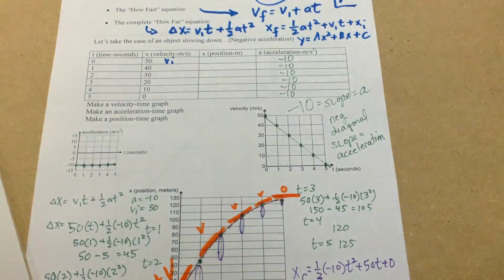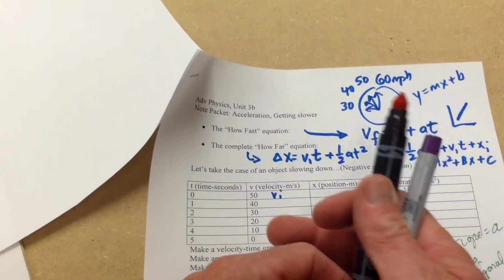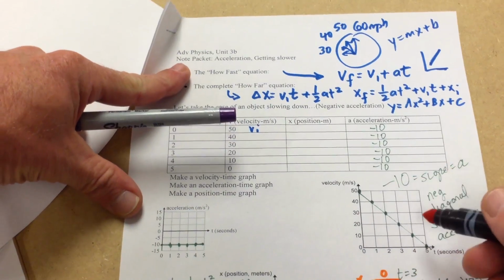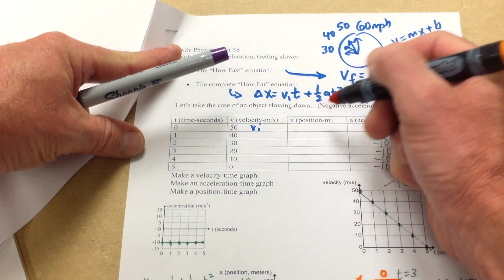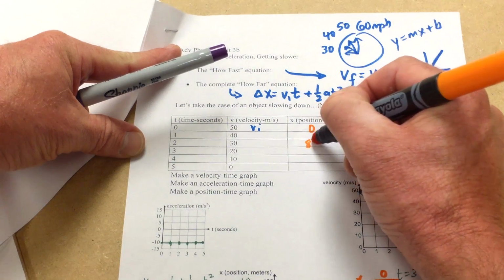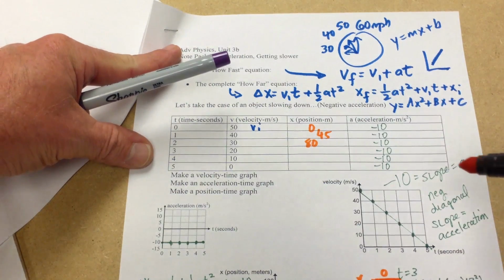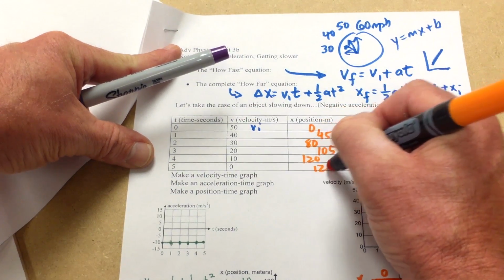Well, let's go to page 2 here. You guys doing great stuff. Well, you know, before we do that, let's kind of do our table here. I just saw that we hadn't done that yet. So we're going to have 45. So at t equals 0, I'm at 0, and then 45, then 80, and then we have 105, and then 120 and 125.